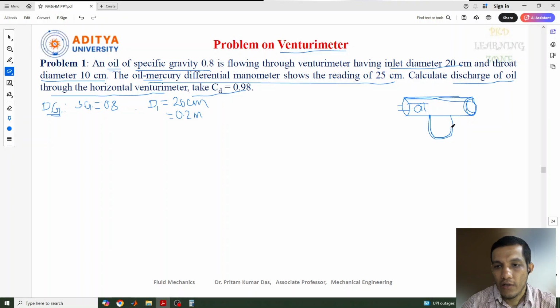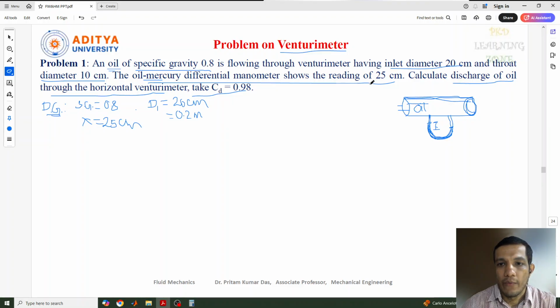manometer, this is our U-tube manometer, and here we have some difference coming either this side or this side. This is the content of mercury, this is the content of mercury, and the mercury difference will be there. When the flow is there in the pipe, then we'll get a difference in the manometer. So that difference, for the oil and mercury differential manometer, shows the value of 25 centimeter. So that means we can write x equal to 25 centimeter.